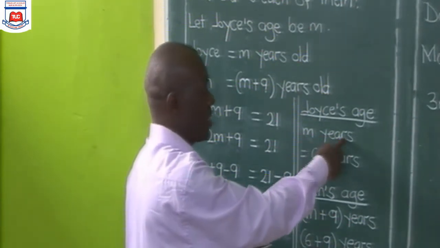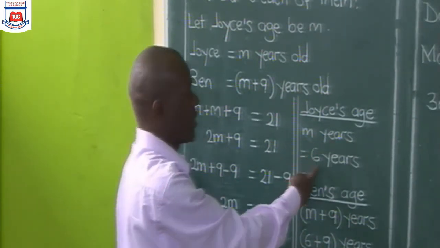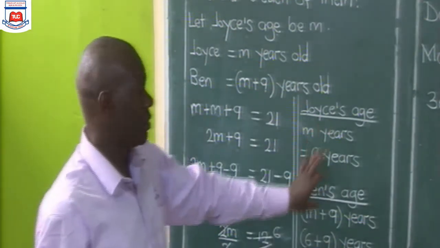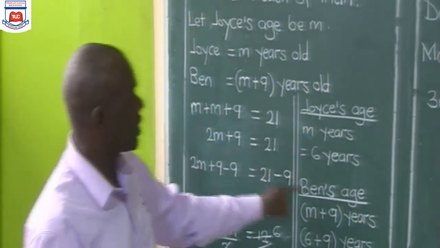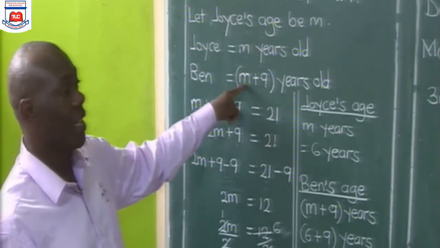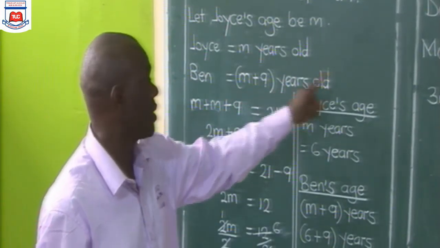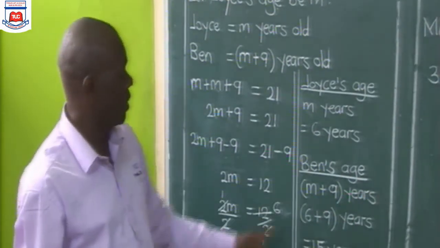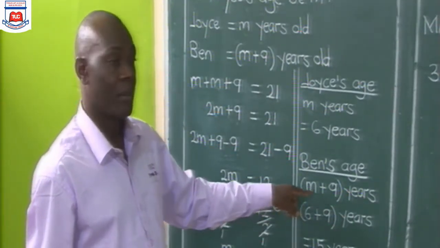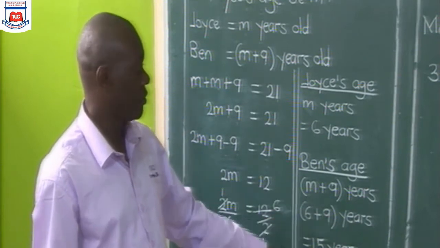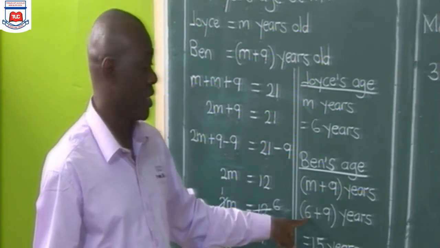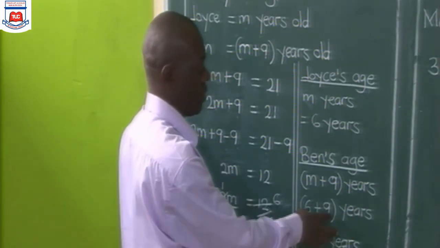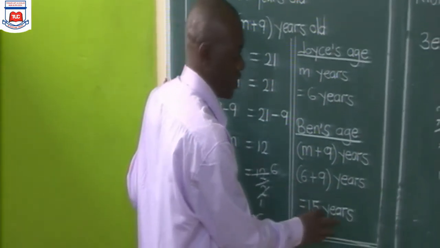That is M years, which M is 6. So Joyce is 6 years old now. Then we go to Ben's age. Get it from here, M plus 9 years old. Bring it down, M plus 9 years, where the M value is 6. Put away M, and in its place write 6 plus 9 years, which totals 15 years.